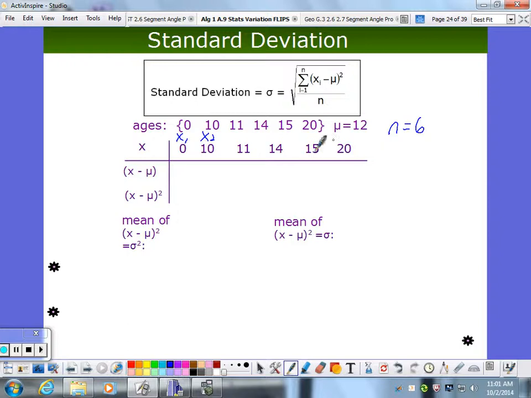0 minus 12 is negative 12. 10 minus 12, negative 2. 11 minus 12. Where'd everybody go? Here. I'm right here. Oh, okay, I didn't hear you. What's 14 minus 12? 2. 15 minus 12? 3. And 20 minus 12, 8. Okay. So now I got to square these things. What is negative 12 squared? 144. Negative 2 squared. Negative 1 squared.